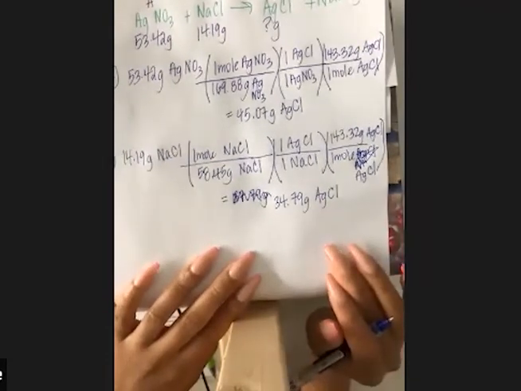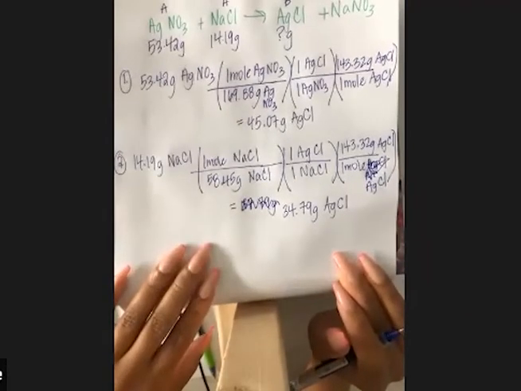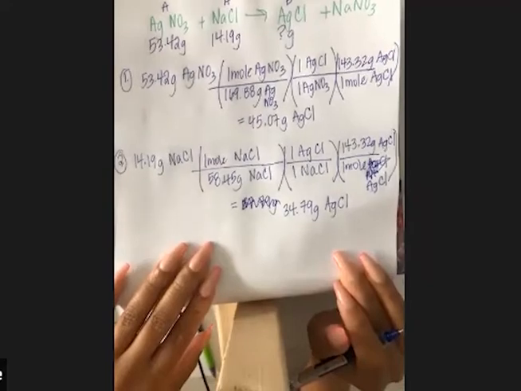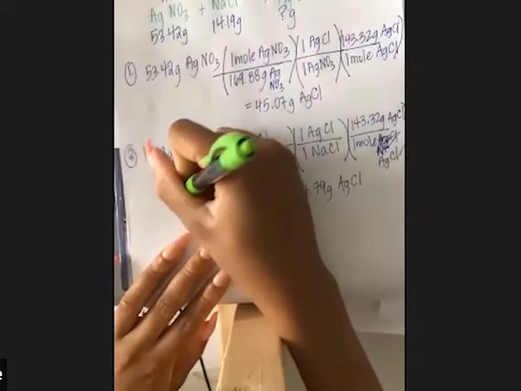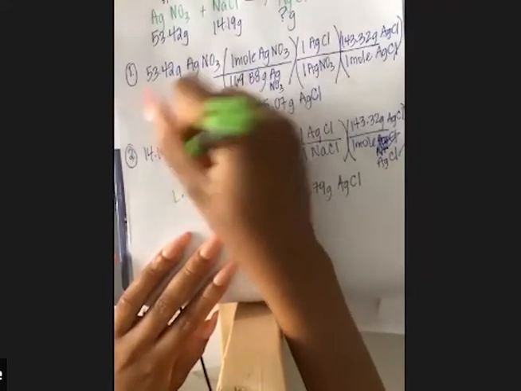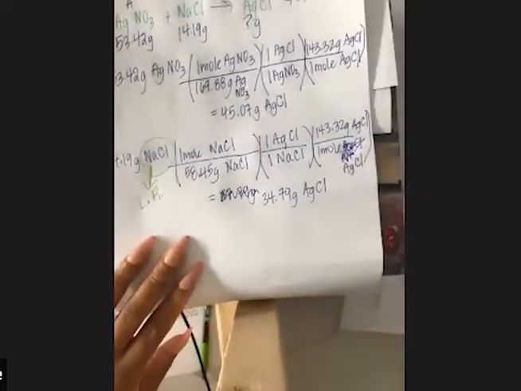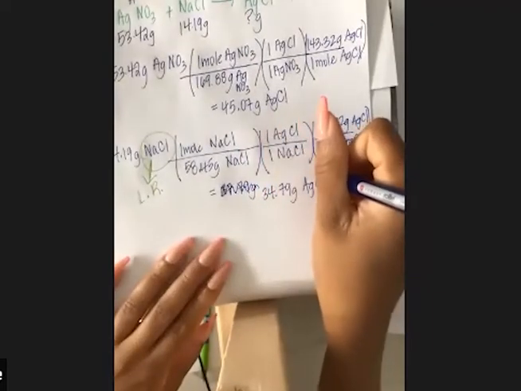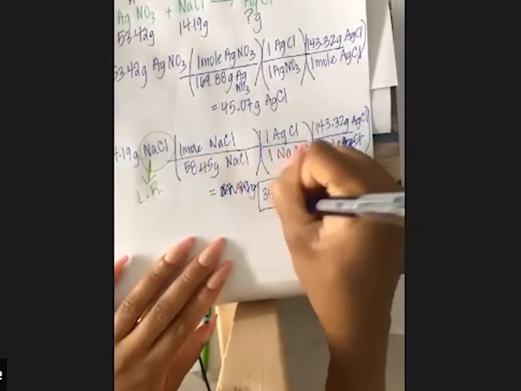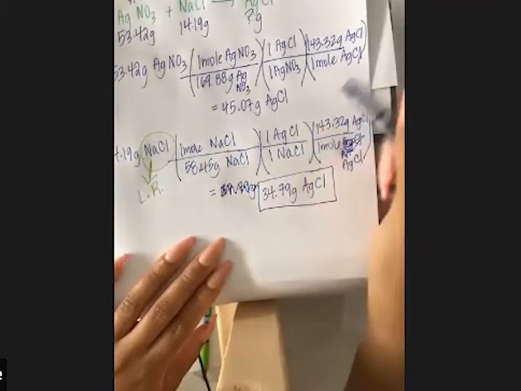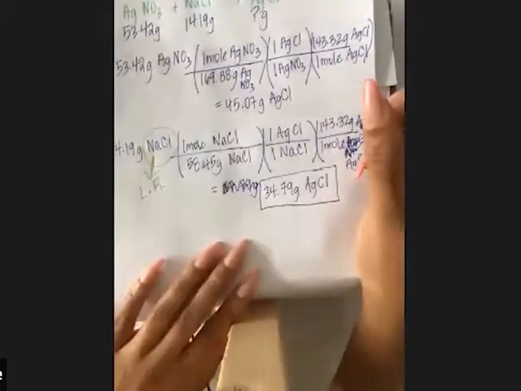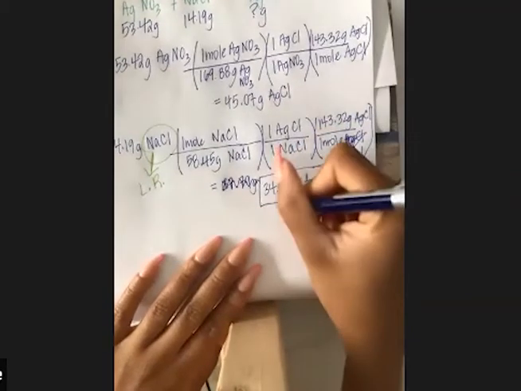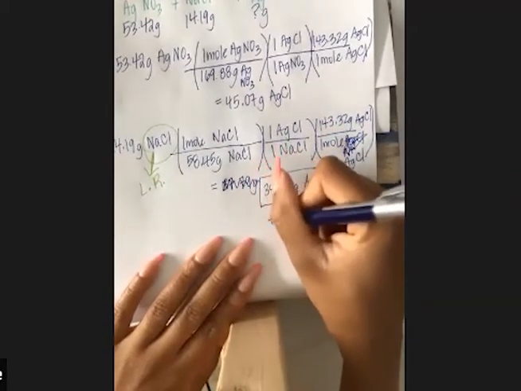Which one's our limiting reactant? Which one of the reactants is going to limit how much we can make? Sodium chloride. Sodium chloride is our limiting reactant. So this right here is our limiting reactant, and this number right here is how much we can produce. This is all the silver chloride we can produce because we do not have enough sodium chloride to make any more. Remember, we call this our theoretical yield at the end of the day.